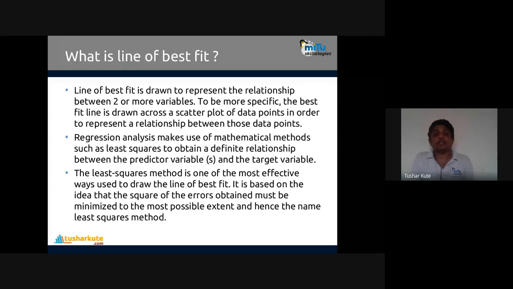It's based on the idea that the squares of errors obtained must be minimized to the most possible extent. A minimum amount of error should be there, and hence the name we call the least square method. With the least amount of error, it means squared errors are calculated. Squared errors, why? Because in regression analysis we have seen that errors can be negative, can be positive, but error is error. It is the difference between the predicted value and the actual value. So to make it positive, we square it, and accordingly the error will be identified, the square or absolute. Either of these methods is there. Here they are using the square method.